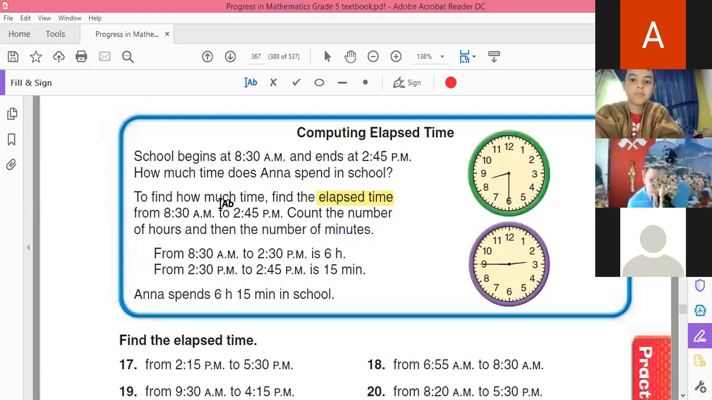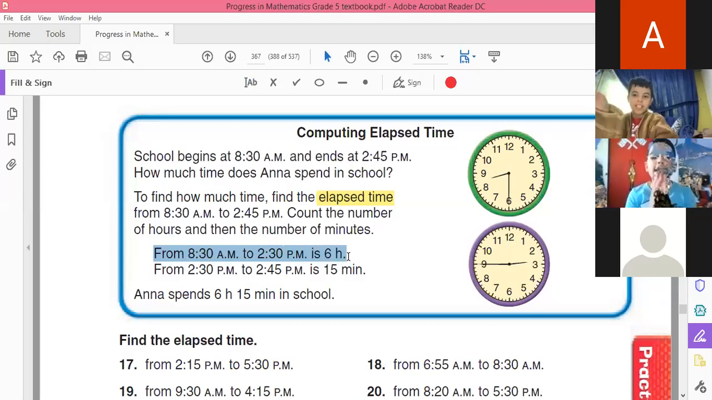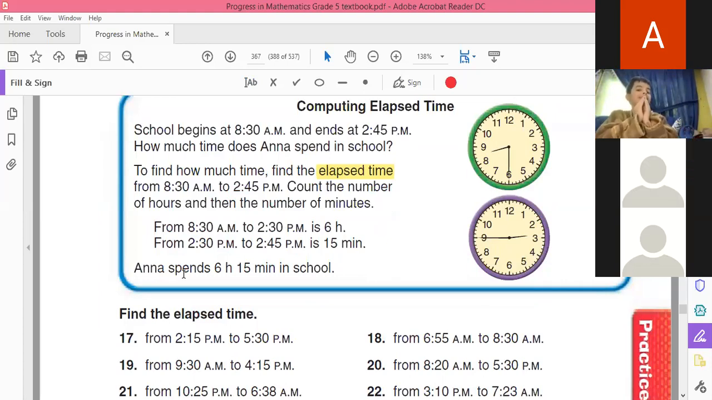Look at here. To find how much time, find the elapsed time from 8:30 a.m. to 2:45 p.m. Count the number of hours and then the number of minutes. 6 hours. Look at it. From 8:30 a.m. to 2:30 p.m. there are 6 hours. Then from 2:30 p.m. to 2:45 there are 15 minutes. So Anna spent 6 hours and 15 minutes in the school.